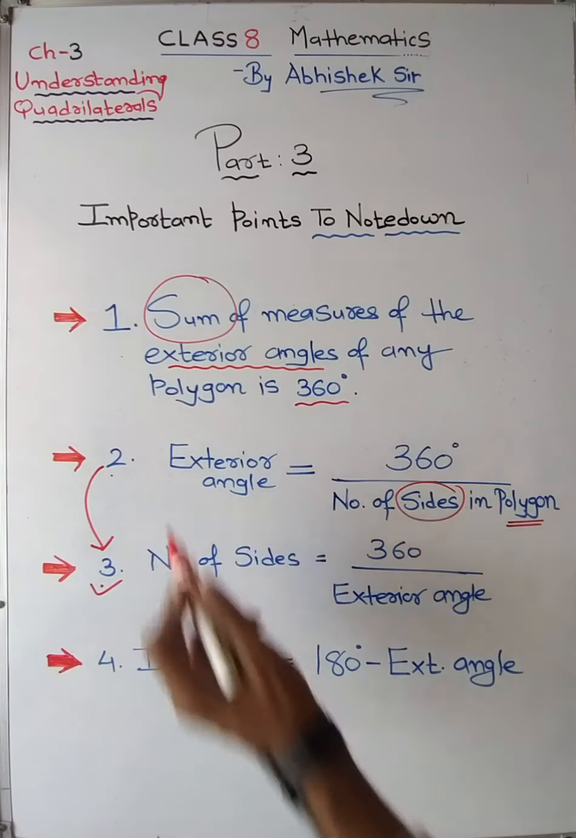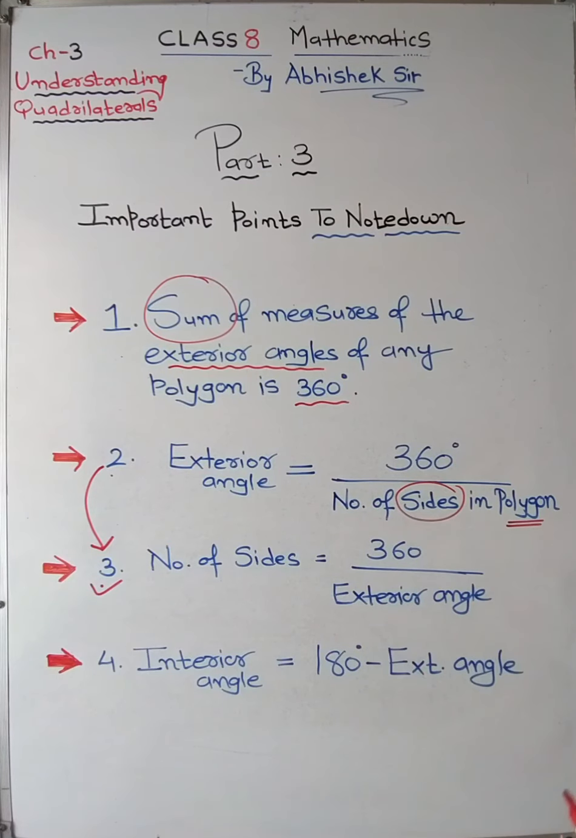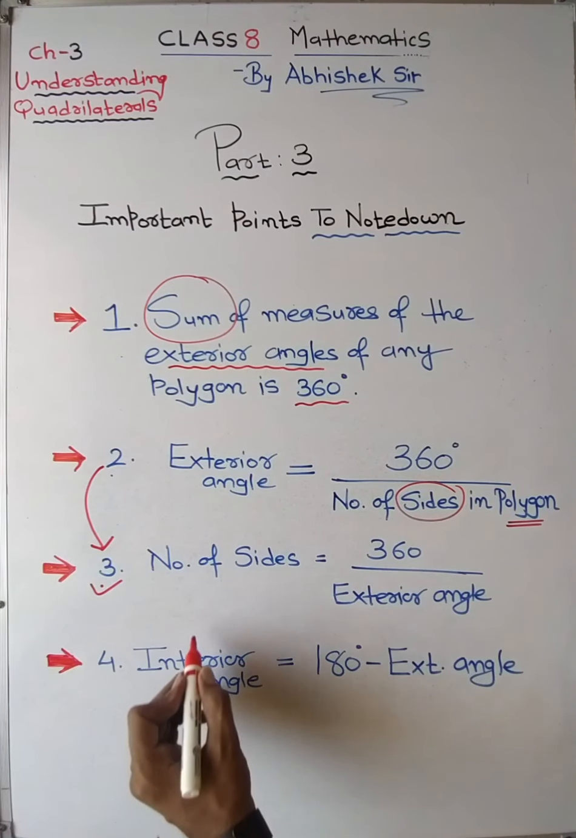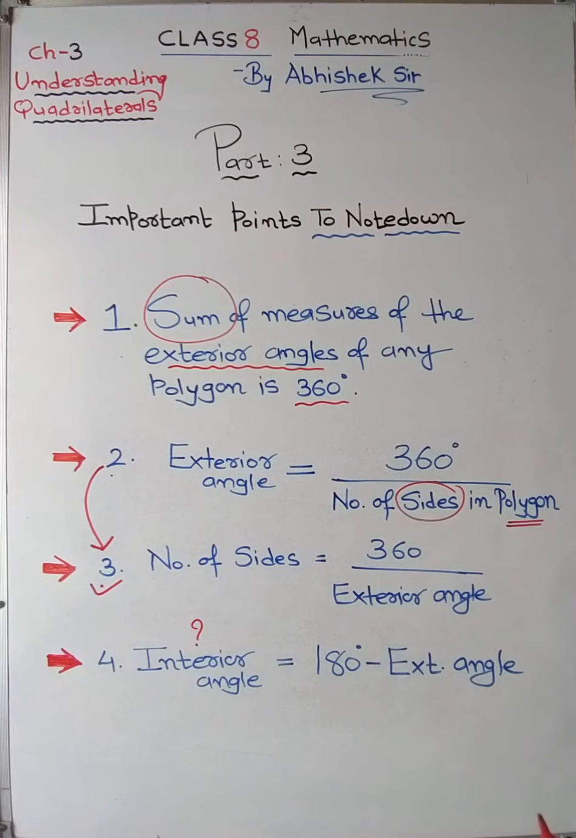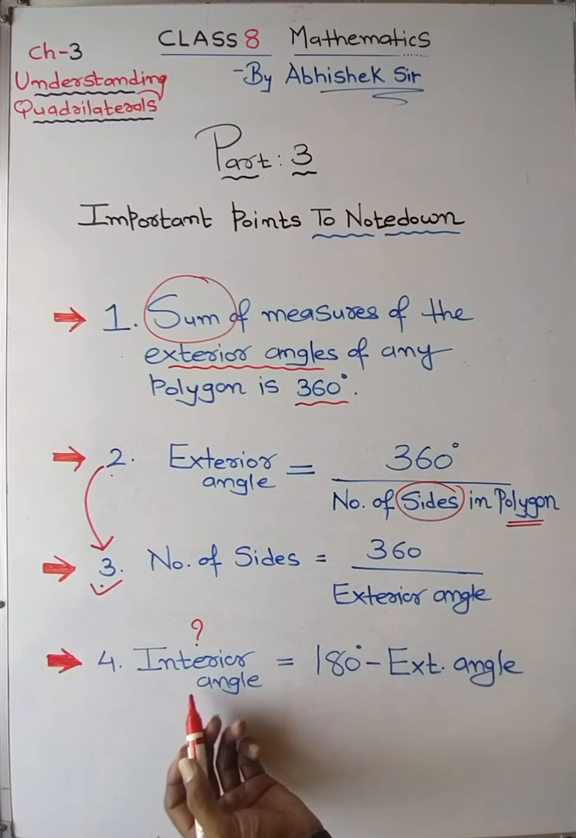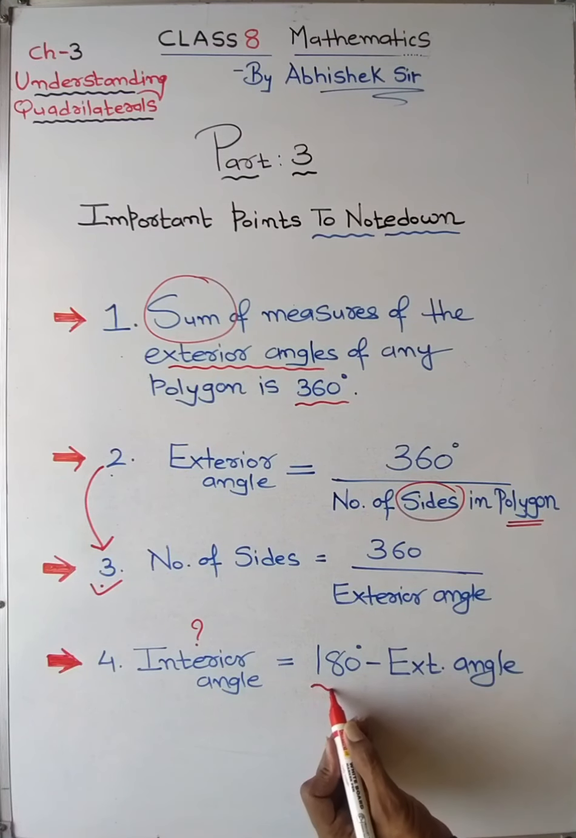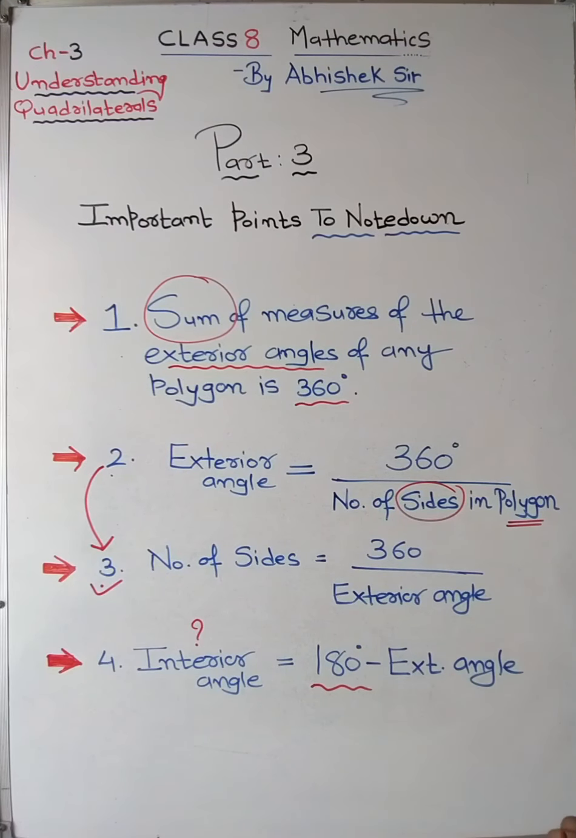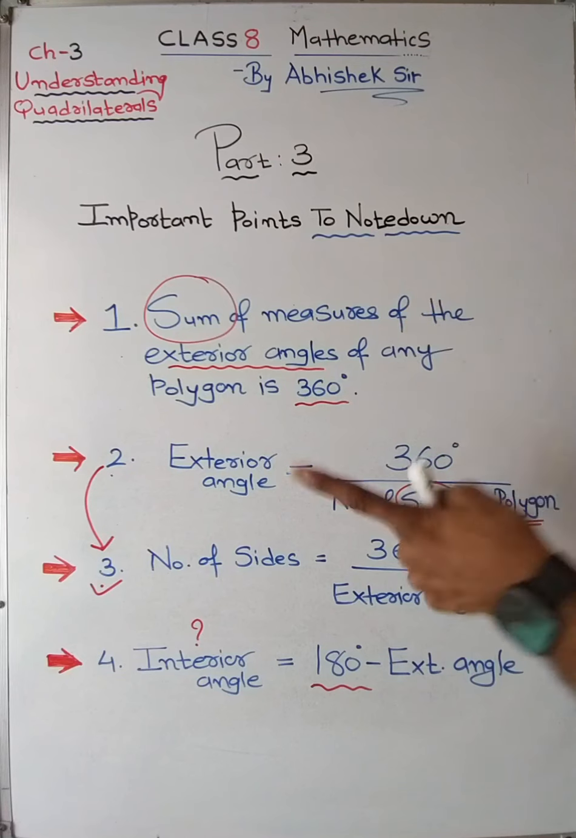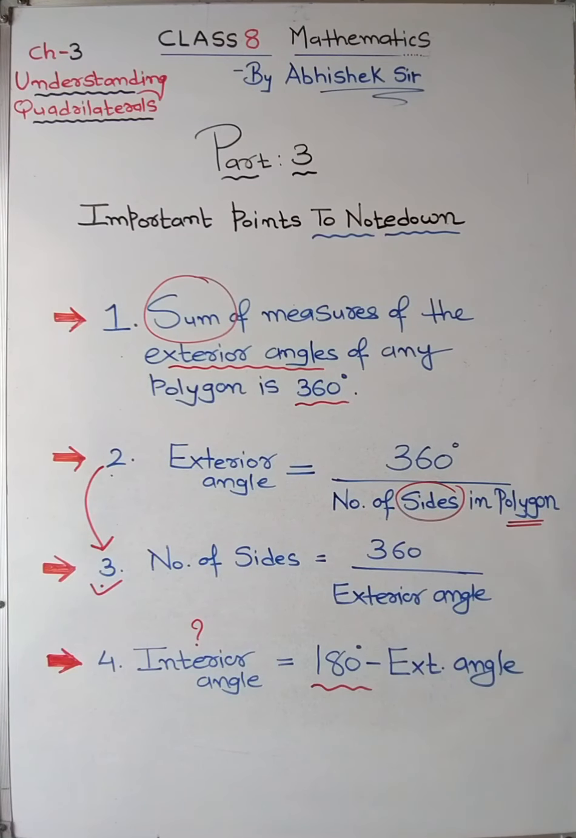Now moving on to the last one. If in case you have found the exterior angle and they have asked what will be the interior angle, so what to do? You just have to subtract the exterior angle from 180 degrees. Clear? So these 4 things are to be kept in mind, written in the notebook, and based on these things we will solve exercise 3.2.